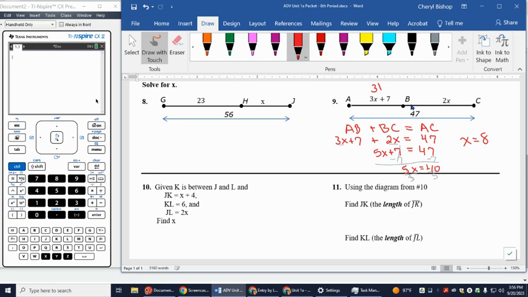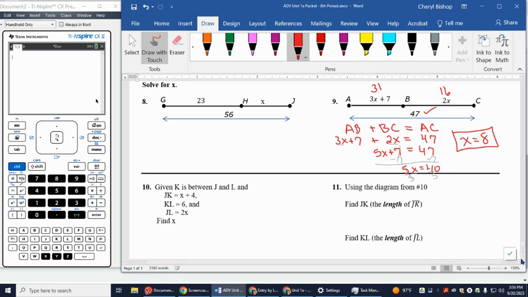And then over here, if it asked me to find BC, I'd have to do 2 times 8, which is 16. It's good to do it anyways, just to check: 31 plus 16 are really 47. But just make sure you're reading the question tomorrow so that you know for sure what it's asking you. Is it asking you for x and you can stop there? Or is it asking you for something more?